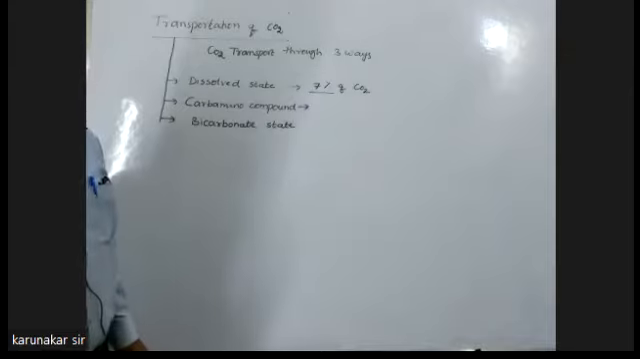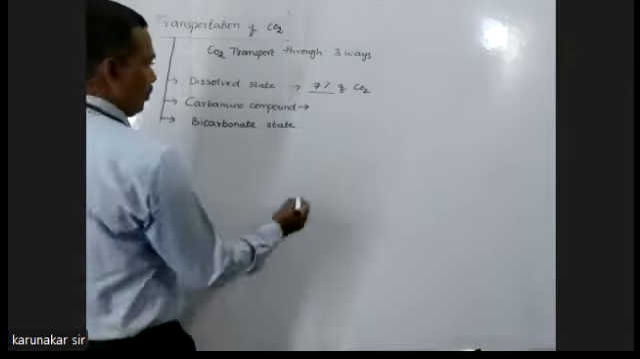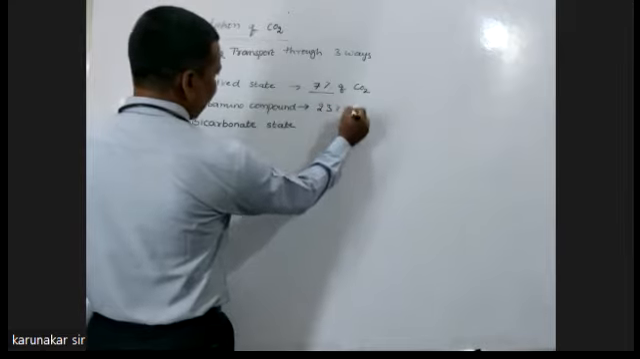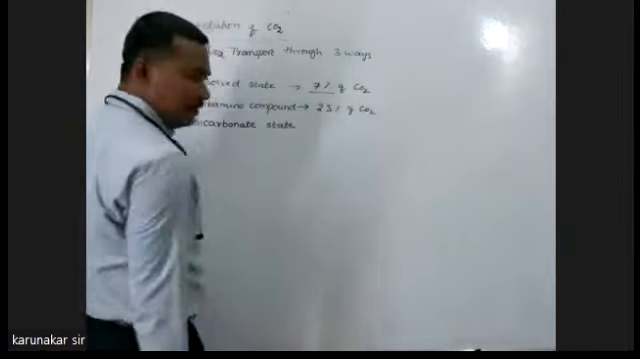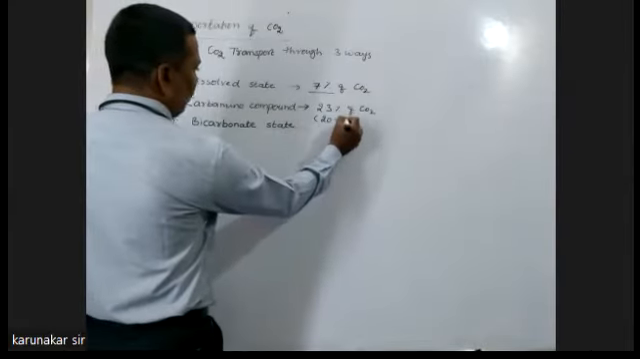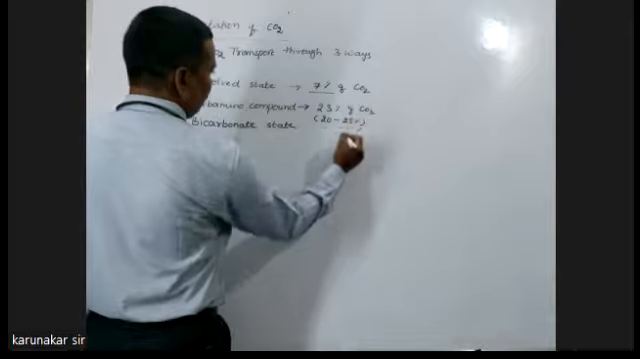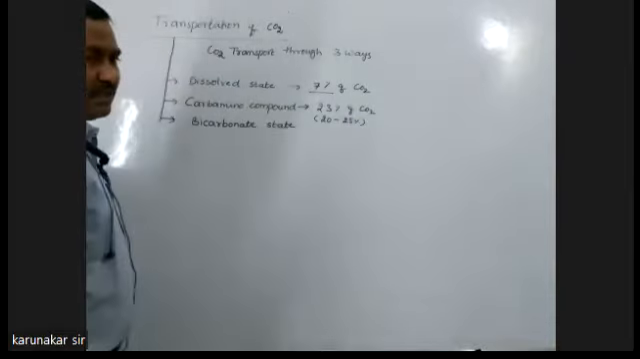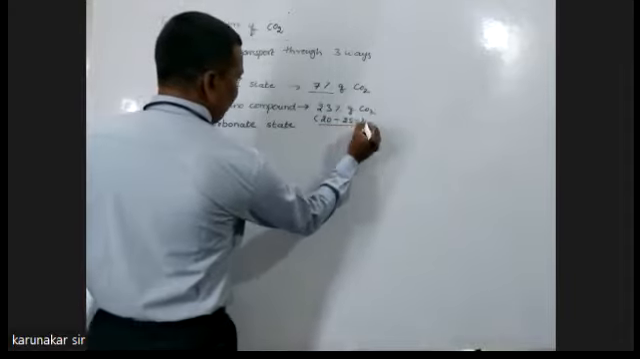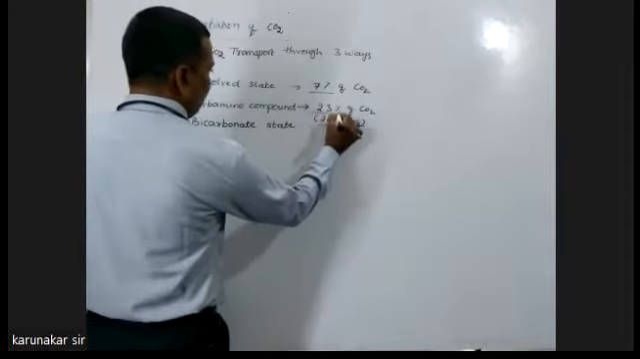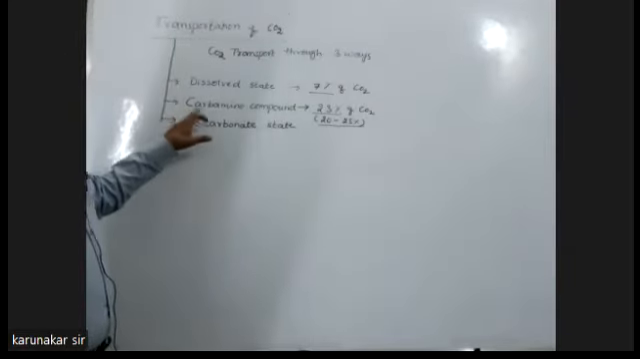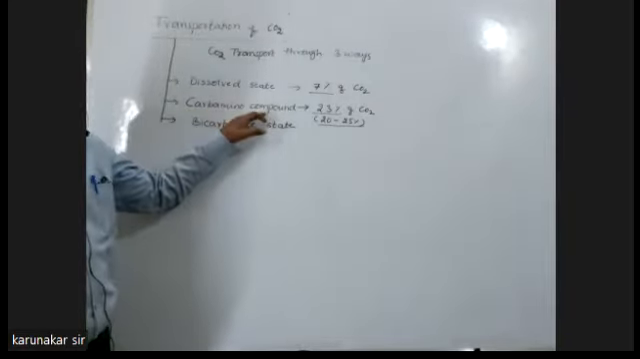Next, CO2 transport through carbamino compound state. Actually, it is 23% of CO2 transported through this method. But in our textbook, it is 20 to 25%. You can remember this as 23% of carbon dioxide transported through the carbamino compound method.